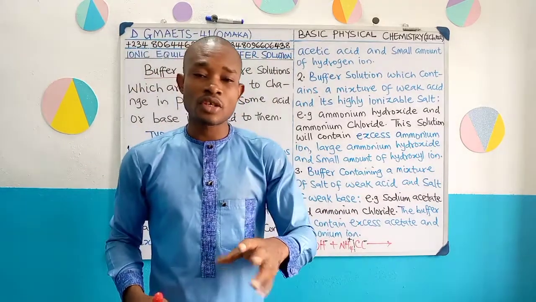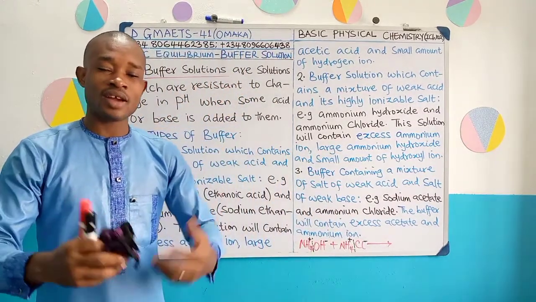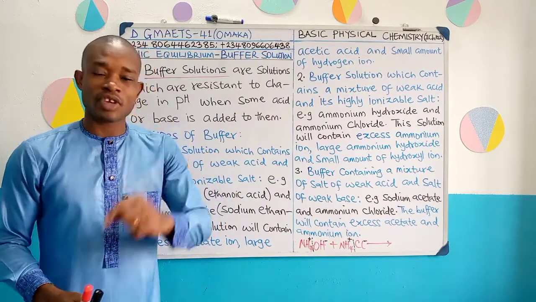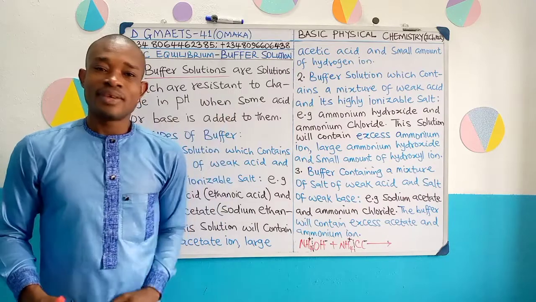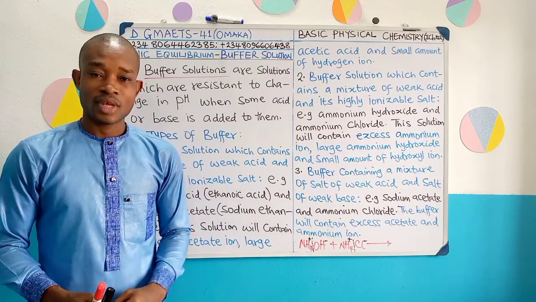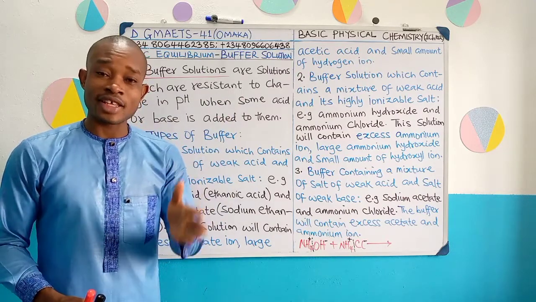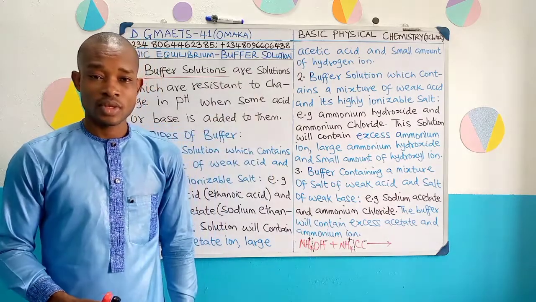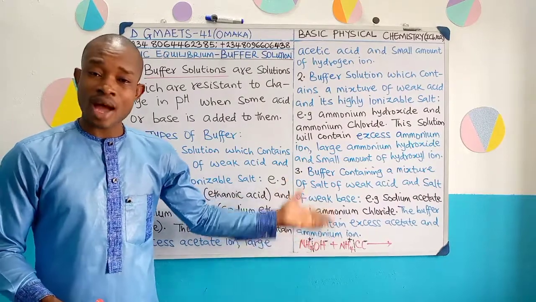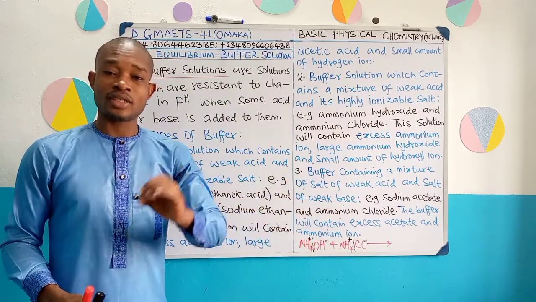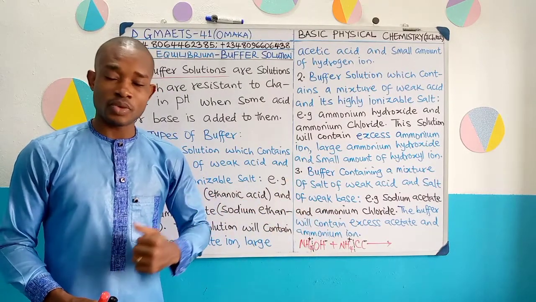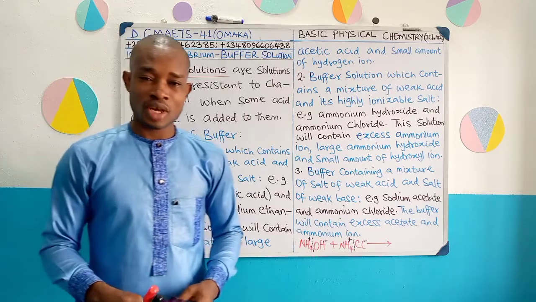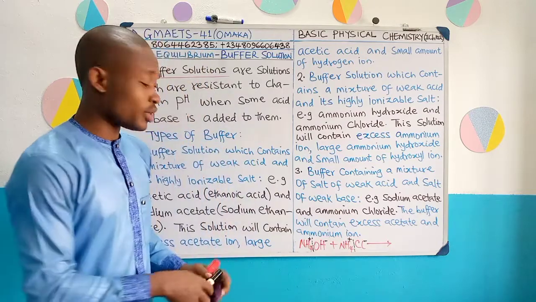So a buffer solution containing a weak base and its highly ionizable salt will contain excess of the positive ion in that base. In this case, excess ammonium ion will be contained in the solution of this buffer. What will it now contain in large amount? Let us see what happens here.